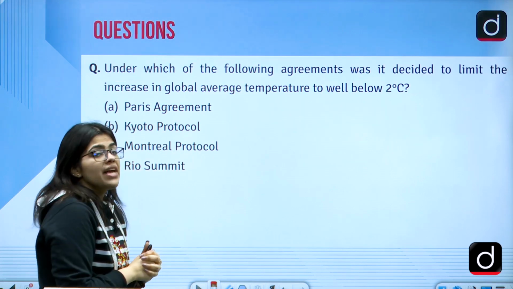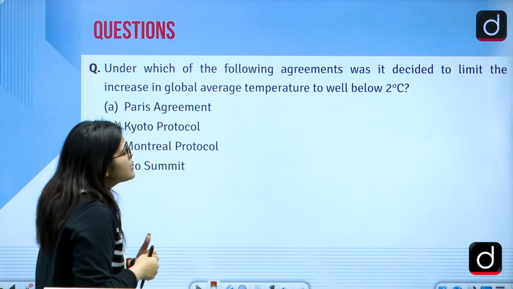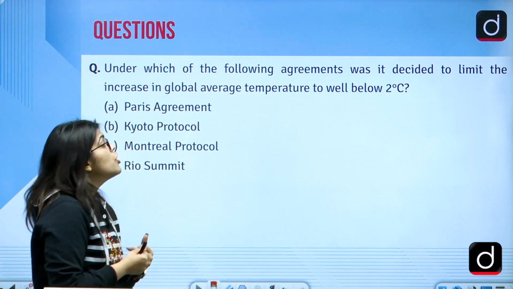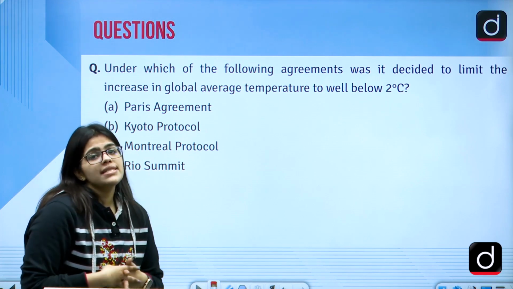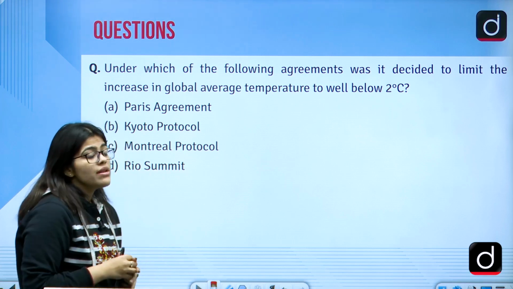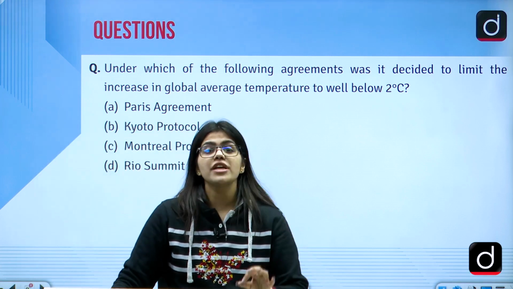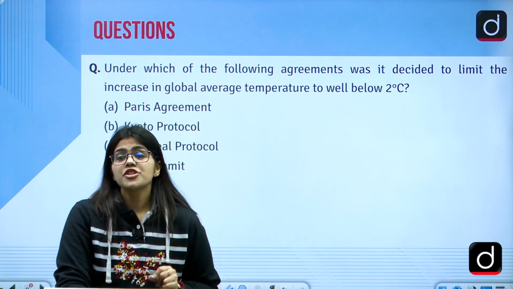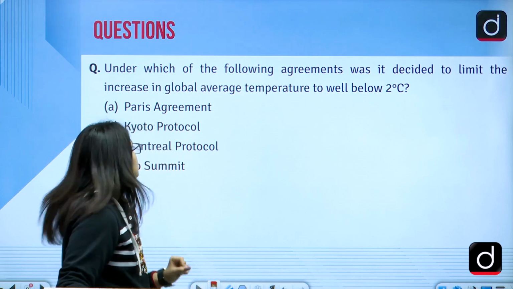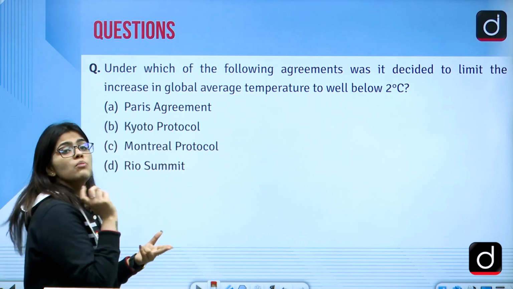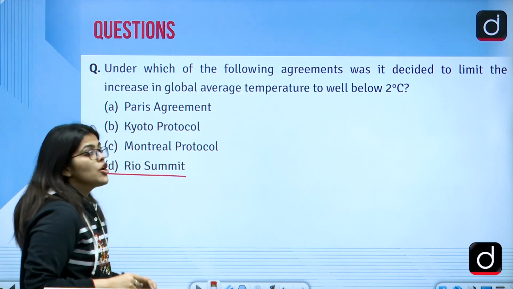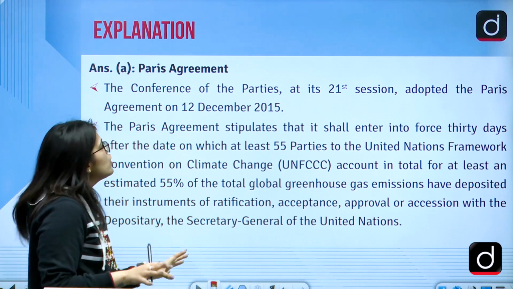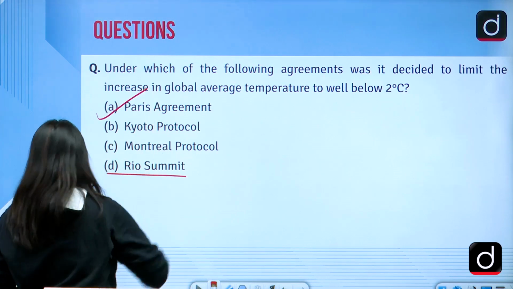Then another question we have: under which of the following agreements was it decided to limit the increase of the global average temperature to well below 2 degrees Celsius? We discussed just now in which agreement they said that the temperature should not rise more than 2 degrees Celsius, and preferably it should be 1.5 degrees Celsius. So is it Paris Agreement, Kyoto Protocol, Montreal Protocol, or the Rio Summit? What should be the correct answer? The correct answer we all know, it is A, that is Paris Agreement.